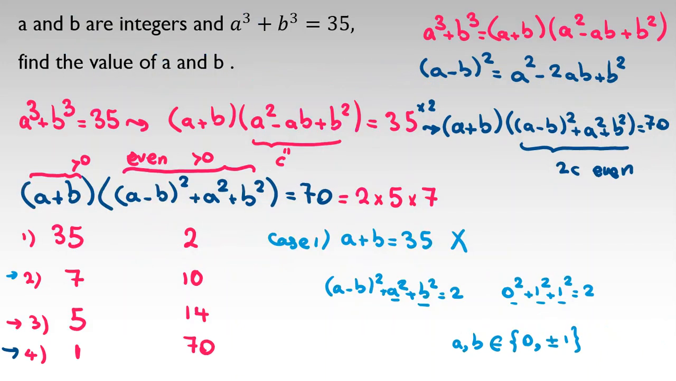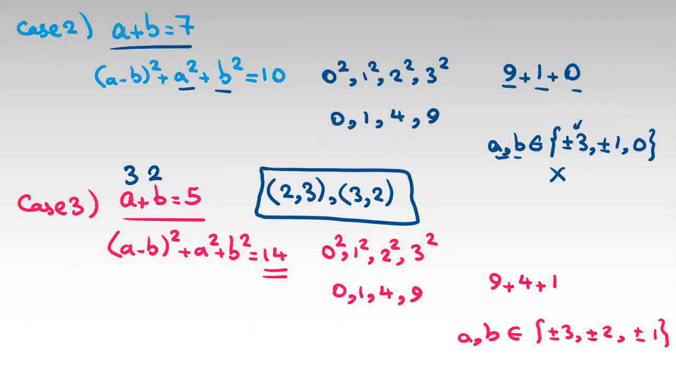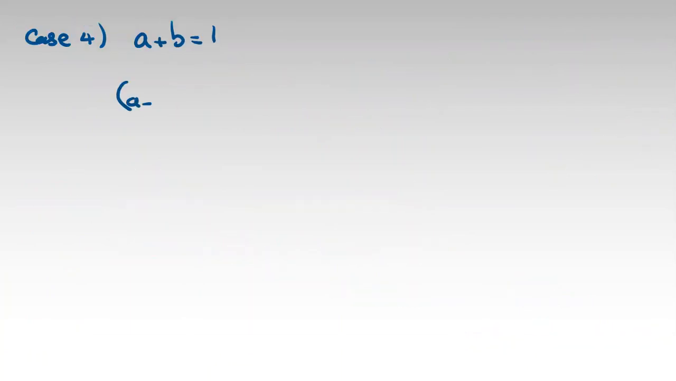Okay, the last case is 1 and 70. Case 4, A plus B is 1, and A minus B squared plus A squared plus B squared equal to 70.